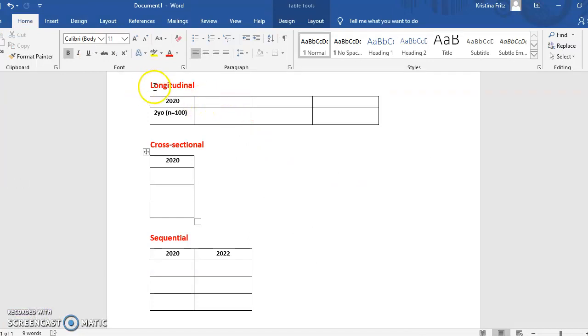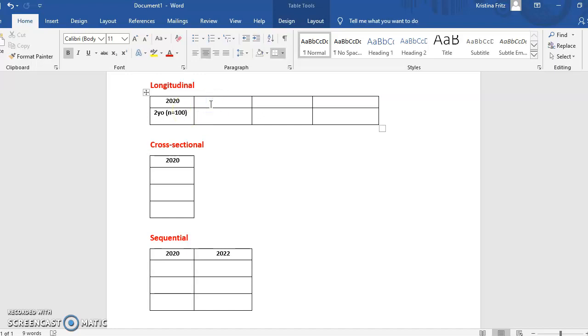So for longitudinal, remember, we're grabbing the same participants and studying them across time. Let's just say we're interested in studying attention span, and we want to know, does attention span improve from 2-year-olds to 6-year-olds? We would expect it would, right? So we want to study 2-year-olds, 4-year-olds, and 6-year-olds. In 2020, we would grab 100 2-year-olds, and we would test them on some type of attention span test.